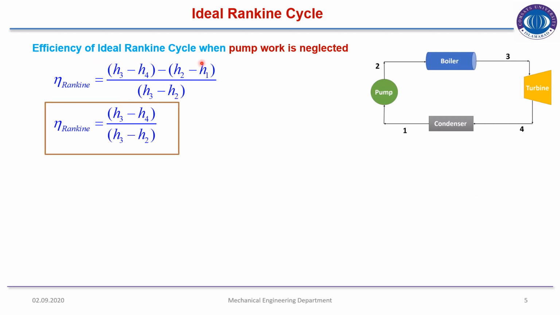So the efficiency of the ideal Rankine cycle when pump work is neglected is shown here. This is the efficiency relation that we have calculated in the previous slide. H3 minus H4 is the work done by the turbine. H2 minus H1 is the work consumed by the pump. Whereas H3 minus H2 is the amount of heat supplied in the boiler. So if we neglect the pump work, that is H2 minus H1, then the relation is reduced to: the efficiency of the Rankine cycle is H3 minus H4 over H3 minus H2.